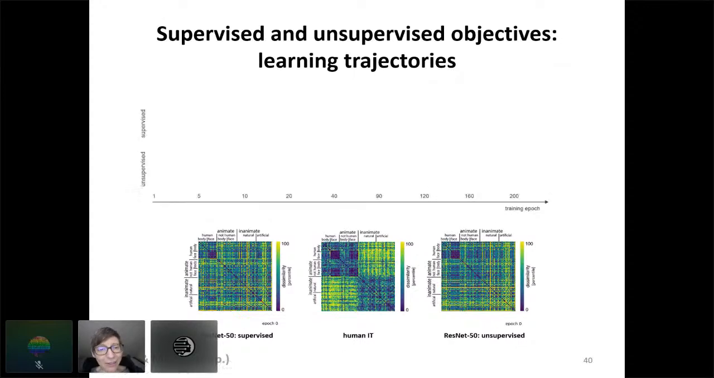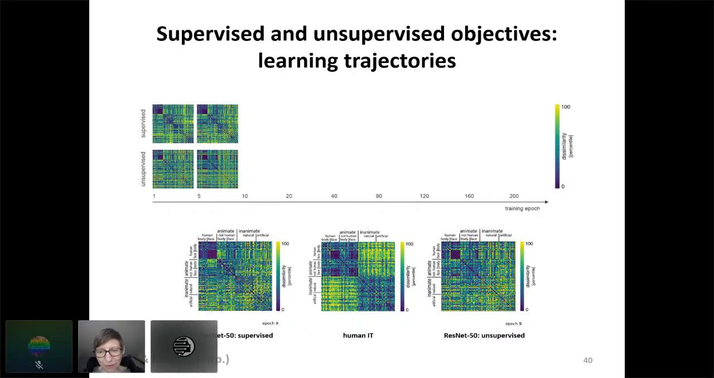Let's see. Oh, yeah. And as it's playing, what I'll also do is I'll take these screenshots at different moments in time. So training epoch is here on the x-axis, and on the y-axis, there's going to be supervised and unsupervised snapshots of the RDM movies. But I would focus first on the movies as I'm playing them. Yeah, so here we go.